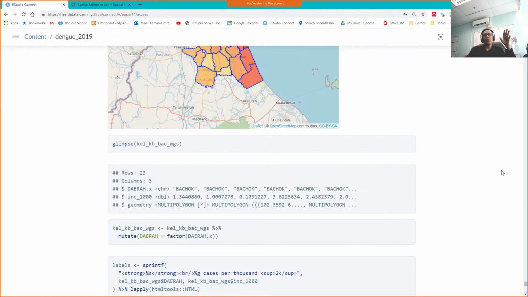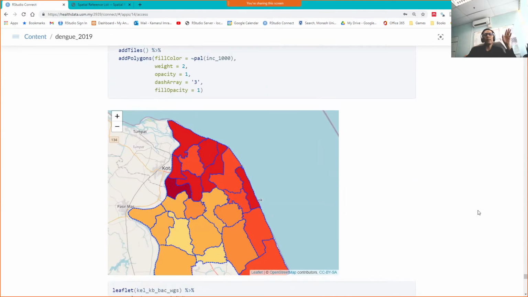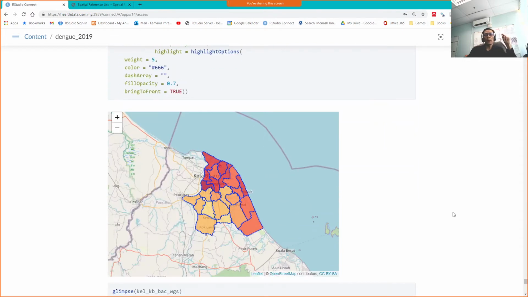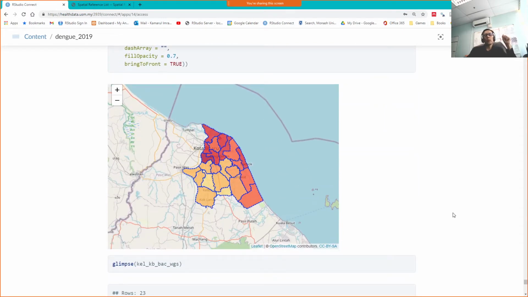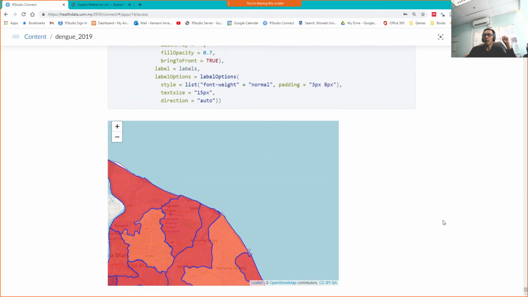Okay, so from this demonstration I showed you how we can visualize the point pattern, the points data, and also the aggregated data. I did not do kernel density estimate, KDE, and I also did not do geostatistics for this one. Right, so I think that's all. Any questions?